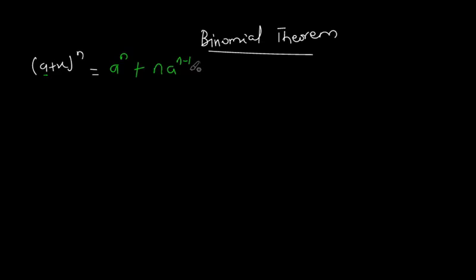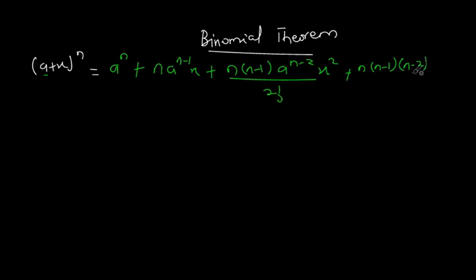Then we introduce the x. Then plus n(n - 1), then a^(n-2); the power of a now decreases by 2 instead of 1. Then we have x squared, divided by 2 factorial. Then plus n(n - 1)(n - 2), a^(n-3) x cubed all over 3 factorial. Plus n(n - 1)(n - 2)(n - 3), a^(n-4) x^4 divided by 4 factorial, till you have x raised to the power n.